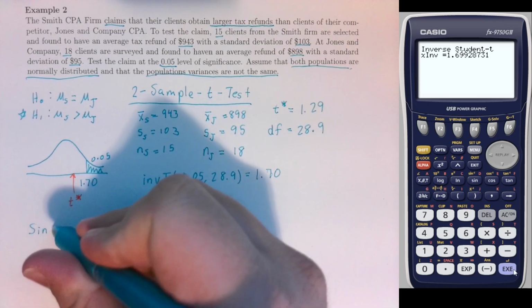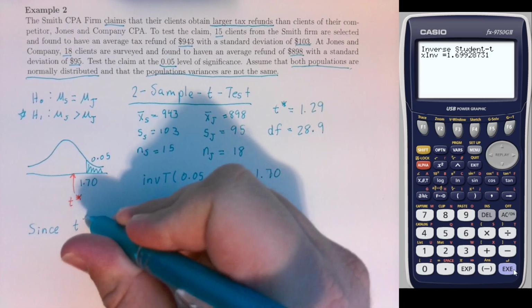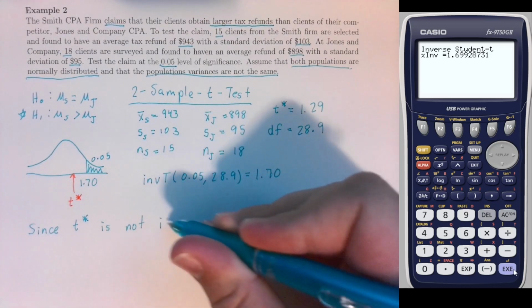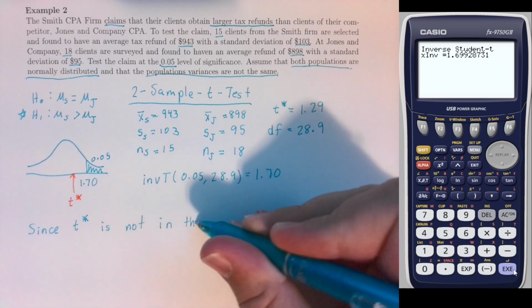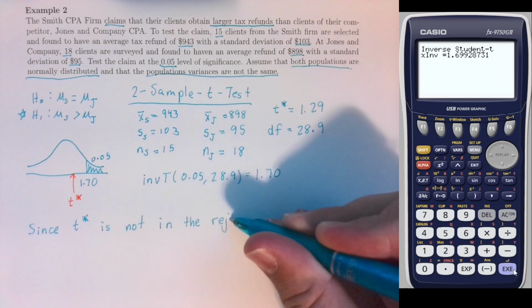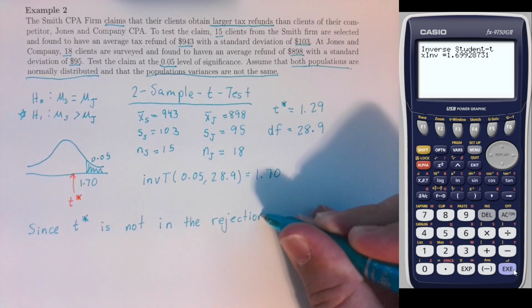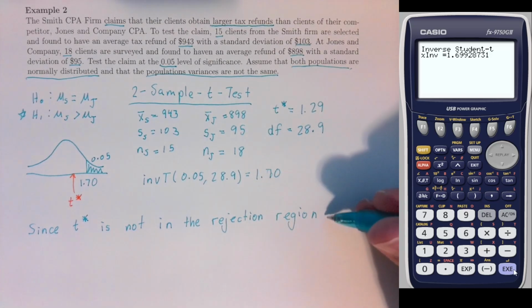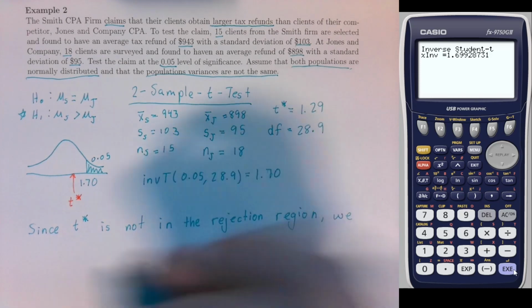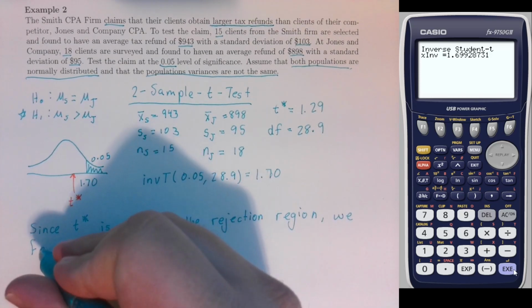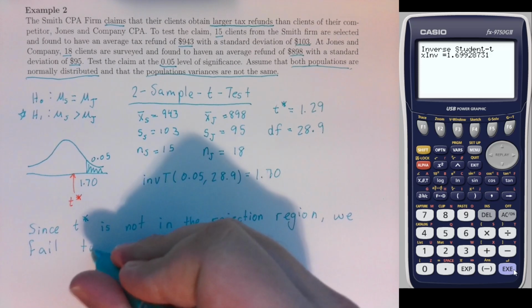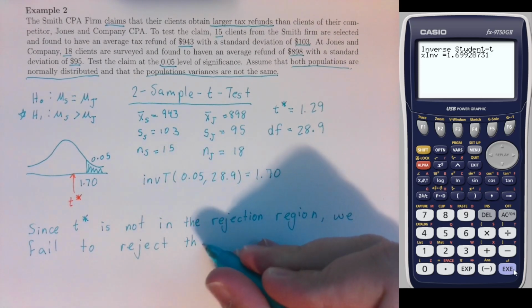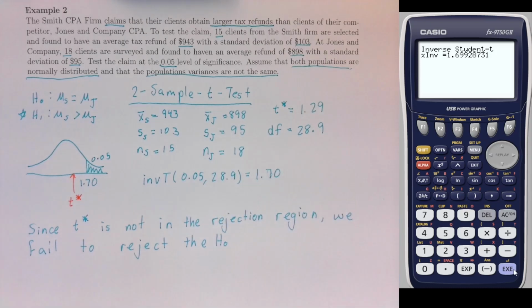So since T star is not in the rejection region, we fail to reject the null hypothesis.